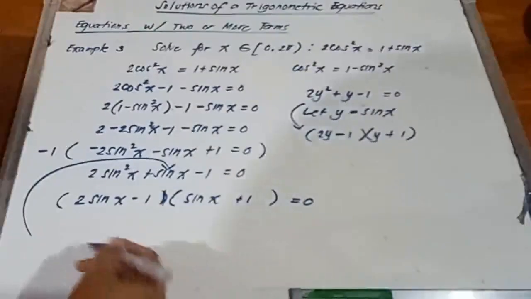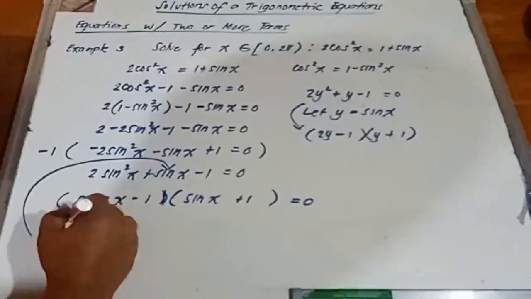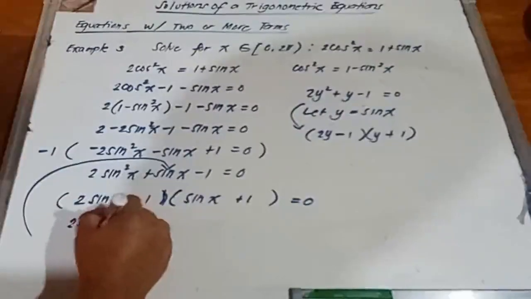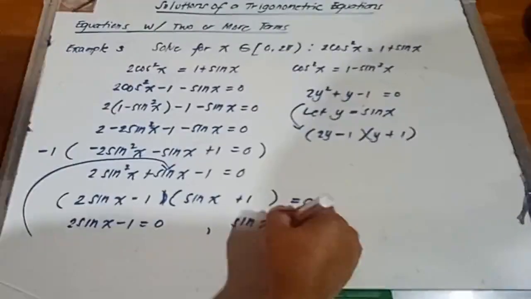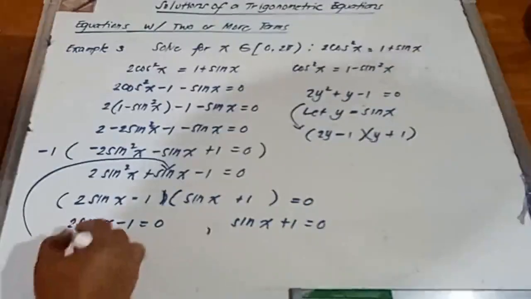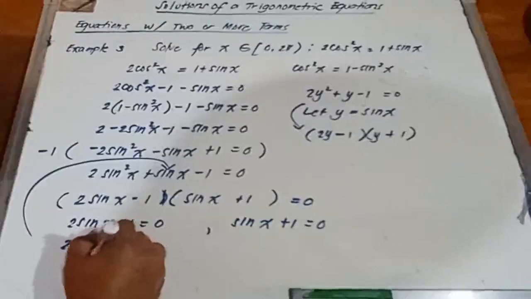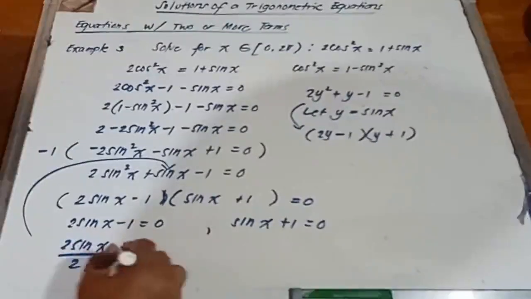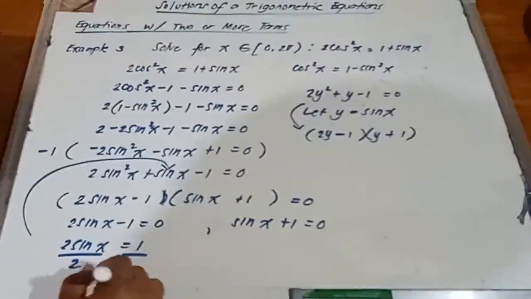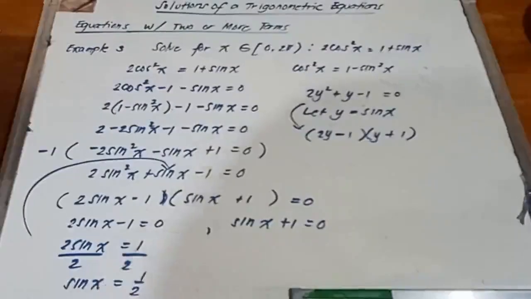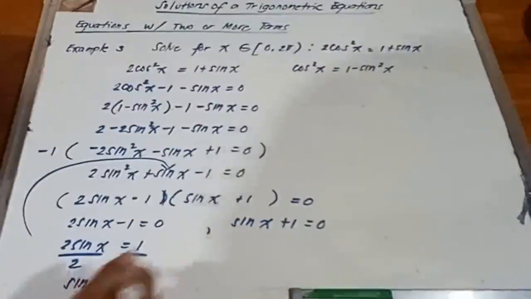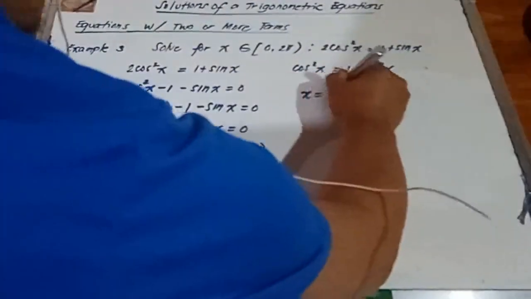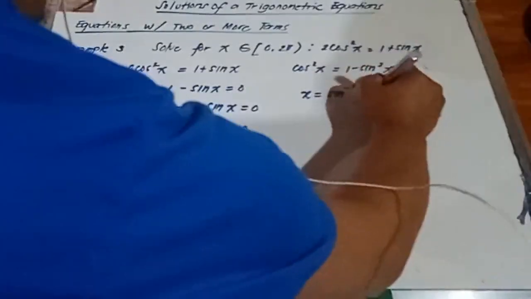Pwede natin gamitin yung zero factor law. So, we have 2 sine x minus 1 equal to 0. And the other one is sine x plus 1 is equal to 0. So, we have 2 sine x equal to 1. Divide both sides by 2. So, we have sine x equal to 1 half. Okay. And then, we have x is equal to sine to the negative 1 of 1 half.